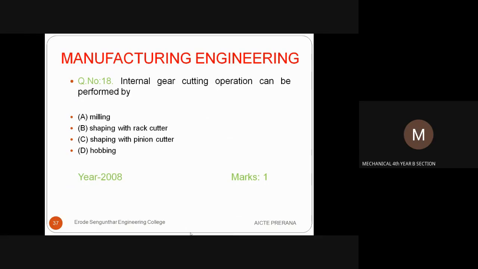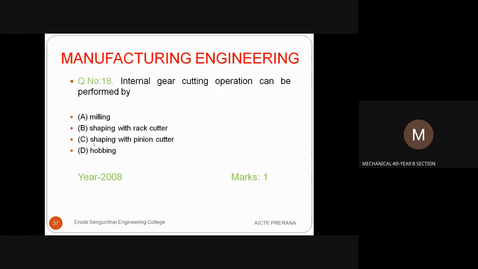Okay, where a small pinion gear will be used. For cutting internal gear, we will be using a pinion cutter. So let us see the options over here. Option A is milling machine, and option B is shaping with the rack cutter. Option C is shaping with pinion cutter, and option D is hobbing.